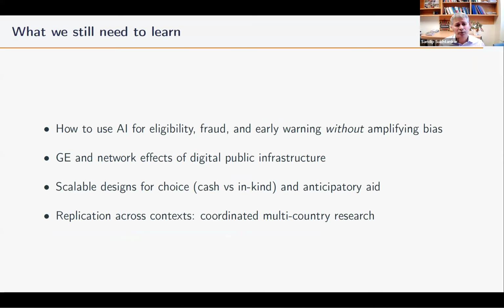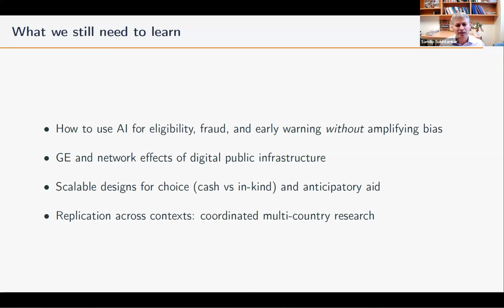We need to know a lot more about how we can use AI to target, to determine eligibility, to reduce fraud. It could even be used in some of those early warning, anticipatory transfers. But we need to make sure this happens without amplifying bias. We know less about general equilibrium and network effects of digital public infrastructure.